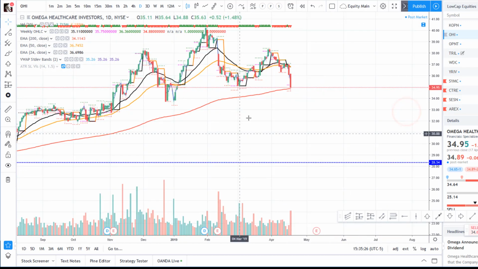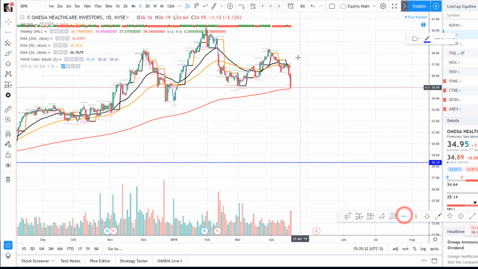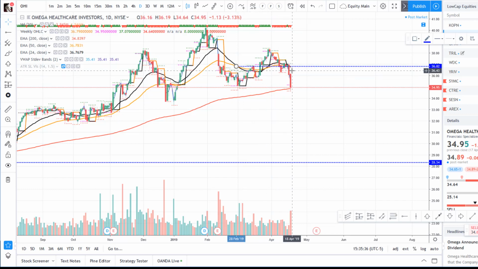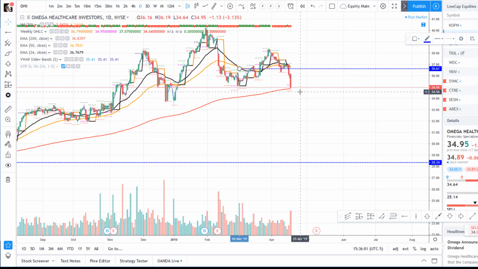When these crosses started happening between the 50 and the 24, a cross here, a cross here, a cross here, that's a sign of increased volatility. But look at this. This is why I took an exit on at least 70% of this trade: these crosses were all at a really close price, right around 36.50. The second these crosses were broken, this broke down and retested the 200.